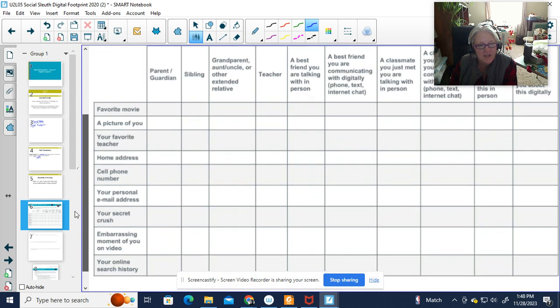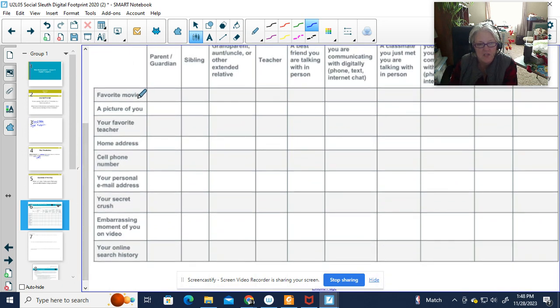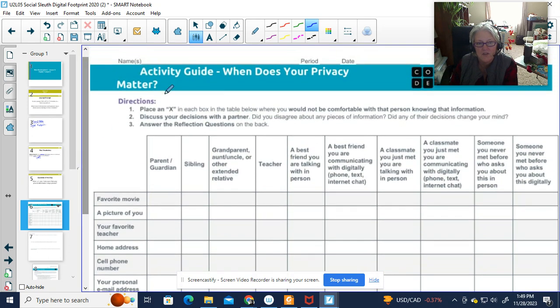And then down the side, these are all of the different topics: movie, a picture, your favorite teacher, your home address, cell phone number, your email address, a person that's your secret crush, an embarrassing moment of you on video, and your online search history. Okay, now here are the directions. Put an X in each box in the table where you would not be comfortable with that person knowing. So you're going to put X's where you're like, no, not at all.